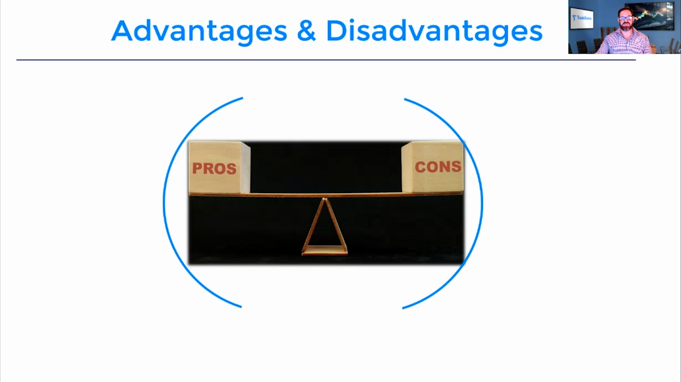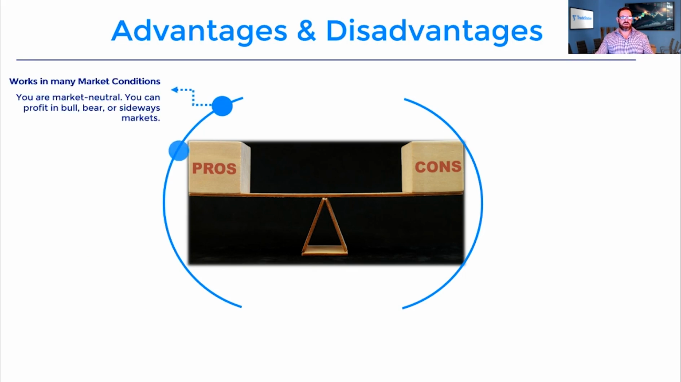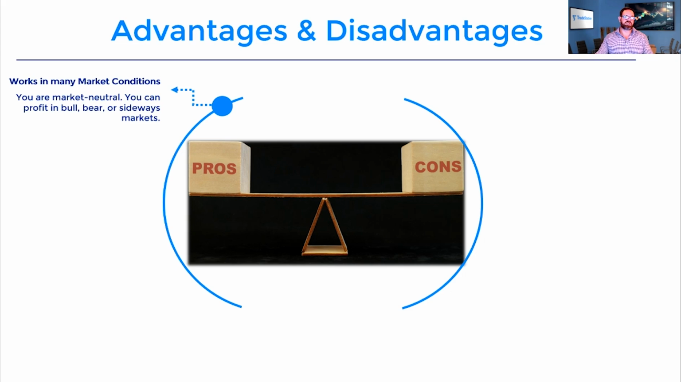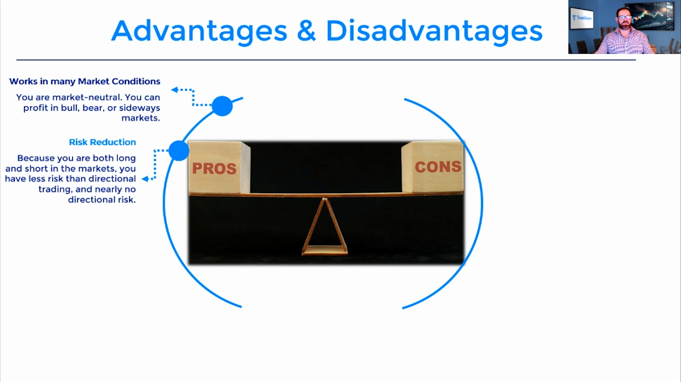It's always reduced. Some of the advantages of doing these types of spreads: one is they work in any market condition. It doesn't matter if the markets are bullish or bearish, you're trading the difference between the two, or the relationship between those two markets. So you can profit in bullish markets, bearish markets, sideways markets. Kind of nice. Another pro is risk reduction. You're both long and short. You're delta neutral. So you basically have almost no directional risk when done properly.